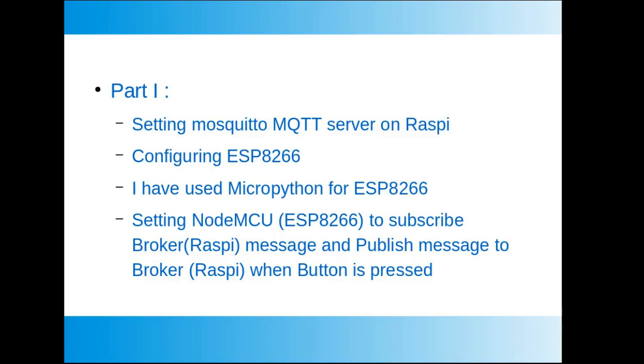In this scenario, I'm setting my NodeMCU to subscribe to whatever message the Raspberry Pi is sending, so it subscribes to that message with a topic. Similarly, whenever a user presses the button on the ESP8266, it will publish a message to the broker. According to that message, the broker will do some functions. Similarly, the broker is sending some message to the ESP8266. According to the message, the ESP is also configured to do some tasks.